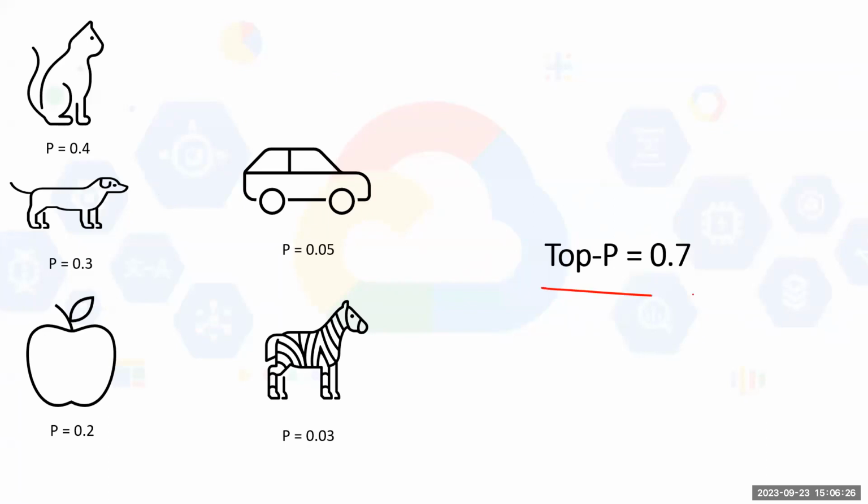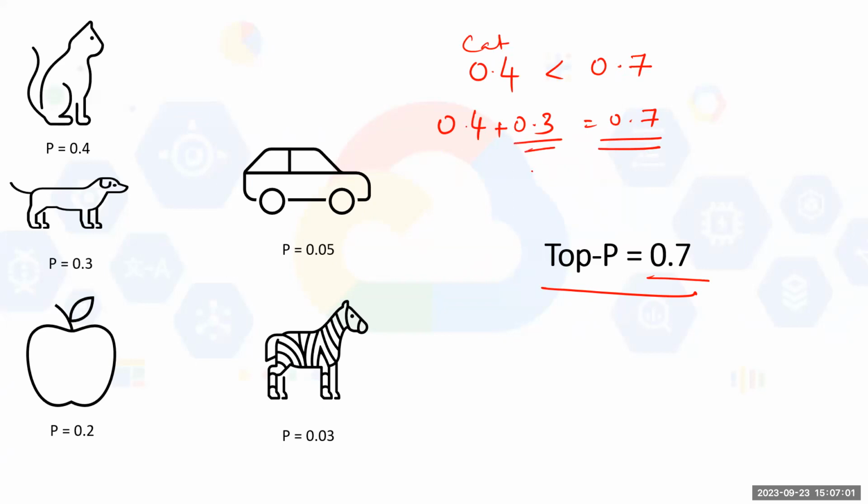Now talking about top P, this works on cumulative probability. If the current probability sum is equal to or greater than 0.7, that is the threshold value, that will be my answer. In this case, with a threshold value of 0.7, it will start with cat, which has a probability of 0.4, which is less than 0.7. So that won't be my answer. Secondly, it will go for the cumulative sum: 0.4 plus 0.3 is 0.7. Now this matches the criteria and my answer will be dog in the output.